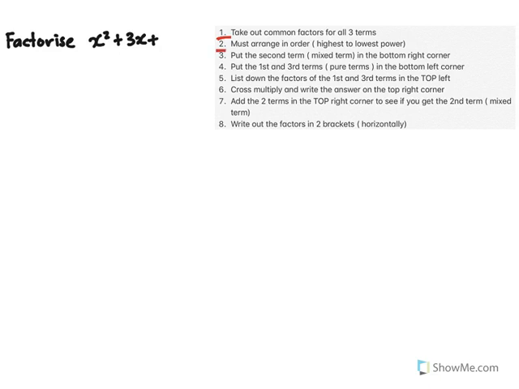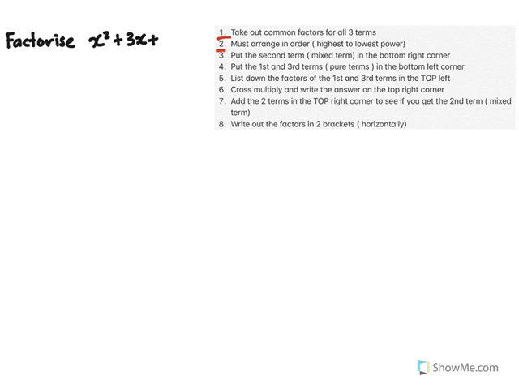Step 2, you must check the order. Whenever you want to factorize this, we're using the cross method, so you have to make sure they are in the order of the highest power to the lowest power, which means here x squared, the power is 2, so it should be all the way at your left hand side, and then the second term is 3x, so the power is 1, and lastly you have your number, which is 2, so it's the lowest power.